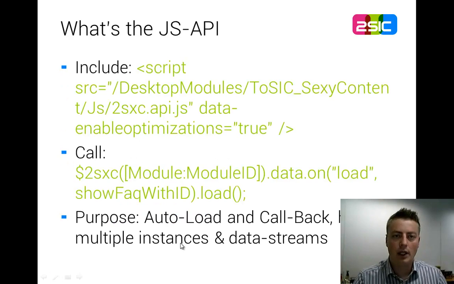So, here we go. What's the JavaScript API? Well, in general, you need to include one file like that in your token template, or you could also put it into your skin if you're going to use it on every page, but that's not typical. So probably you want to put it into your token template or Razor, and then it's a call where you more or less say, for the current module, get my data, and when it's here, call my function, and now go ahead and do it.